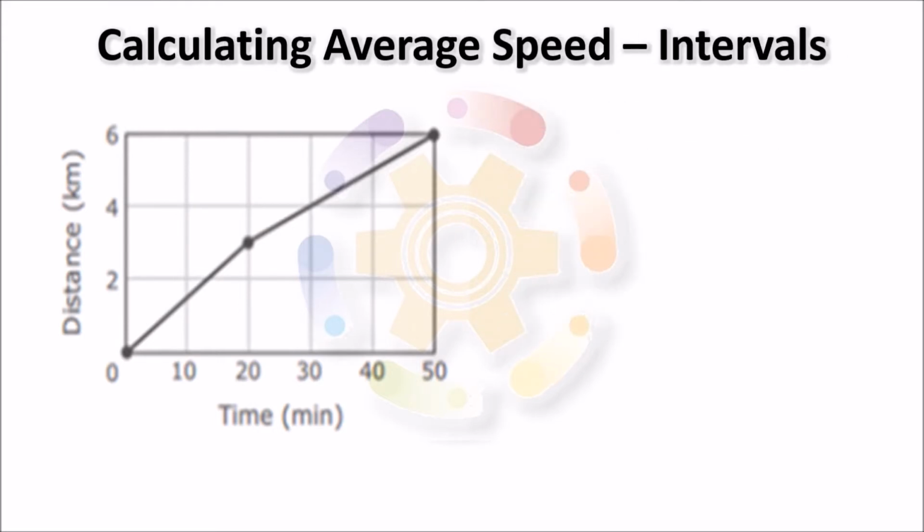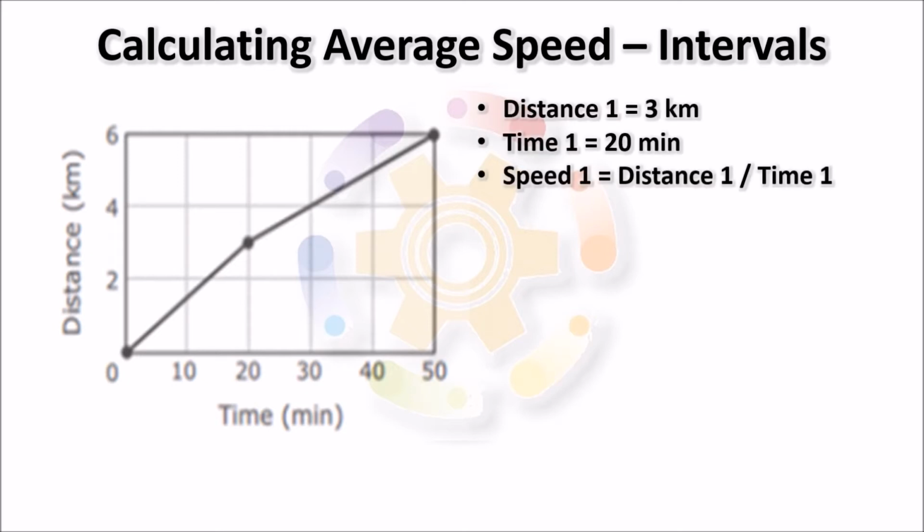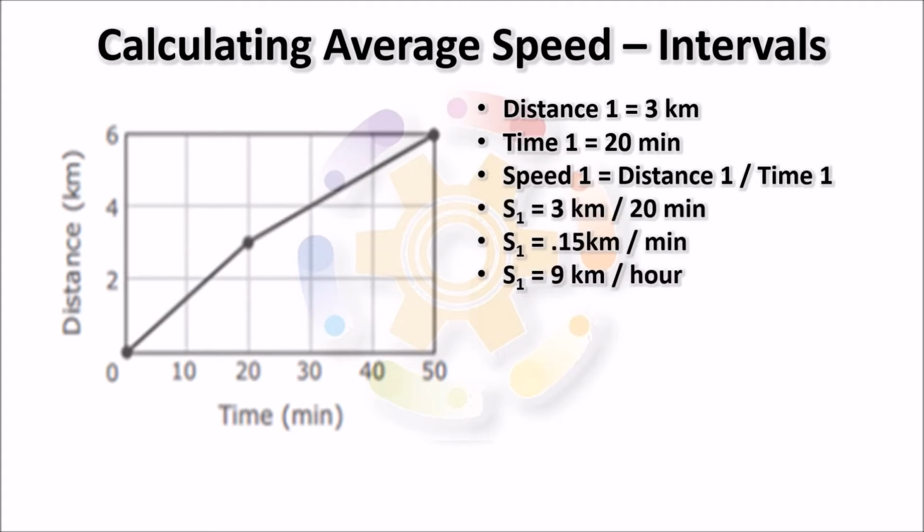And what we're actually looking at is something called intervals. So that's what we're going to be calculating now. We're going to be looking at this first interval. We look at the first distance starting from the origin to the first point in the graph, and we see that it is a distance of 3 kilometers, and it goes over a time of 20 minutes. So for our speed 1 interval, we get 3 kilometers divided by 20 minutes, which is 0.15 kilometers per minute or 9 kilometers per hour.